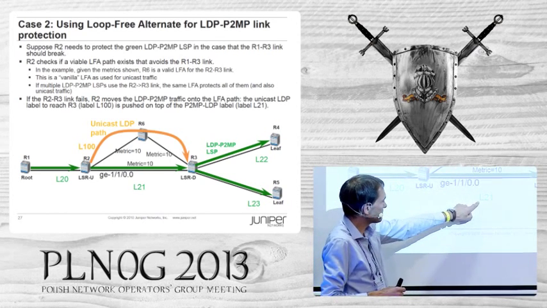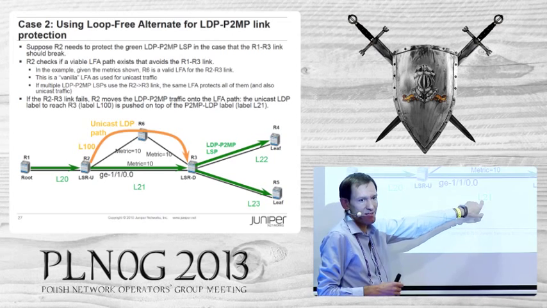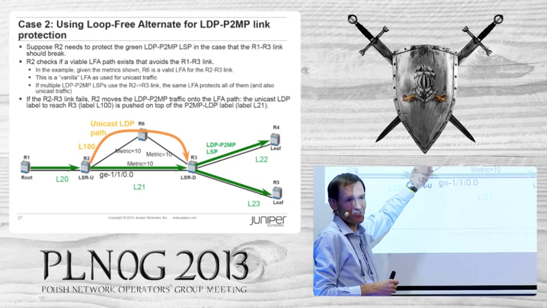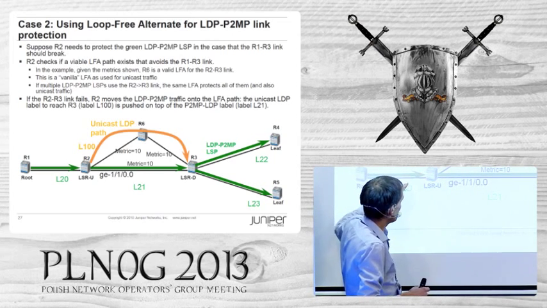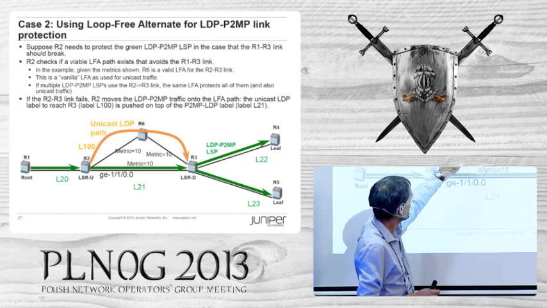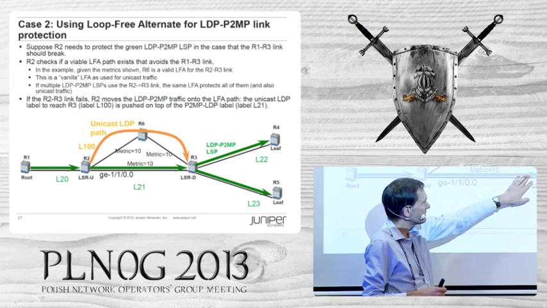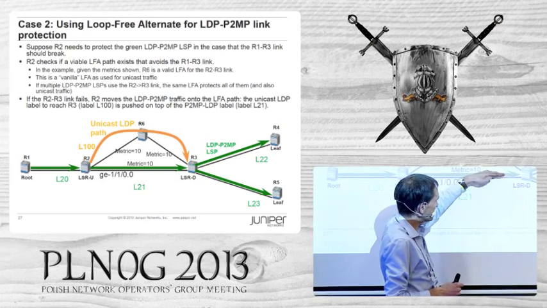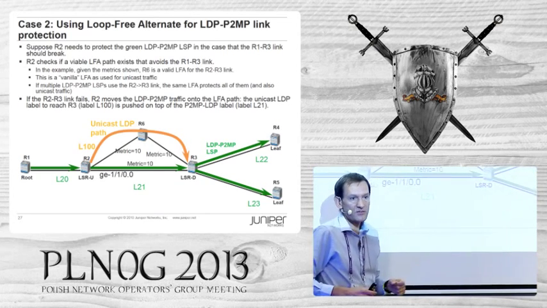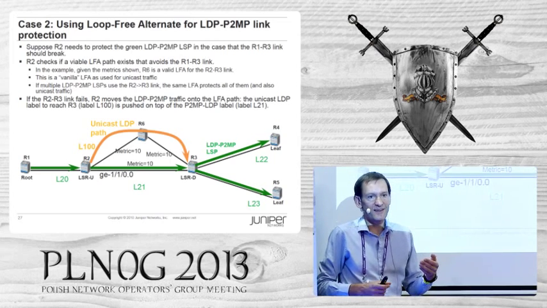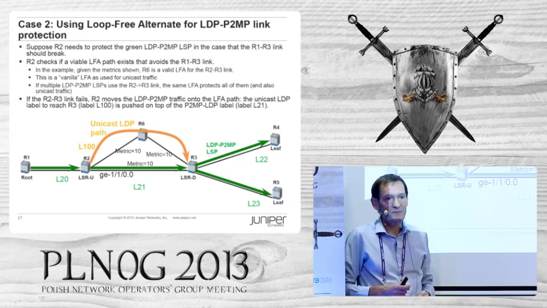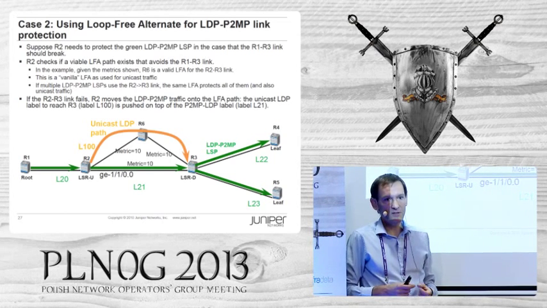If this link breaks, this is the point-to-multipoint LDP label, this label value of 100 is pushed on top. This packet is sent here. This pops the label, and it arrives here with the original label value of 21, which was underneath, and so that gets to the destination. And so here we're using a unicast LDP loop-free alternate to protect this point-to-multipoint LDP LSP.